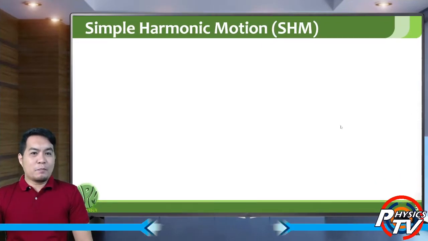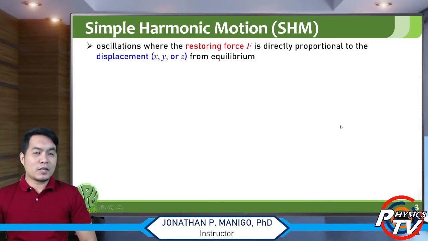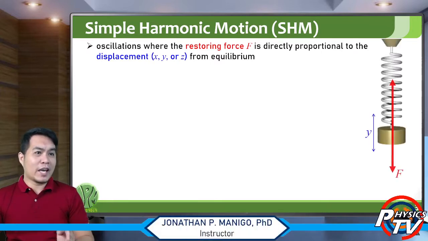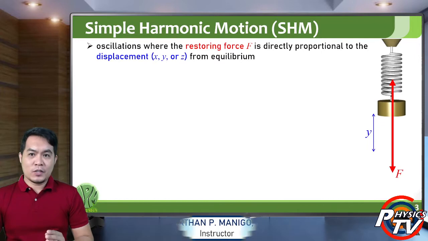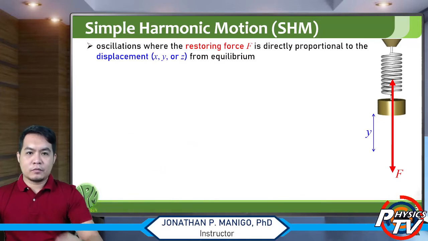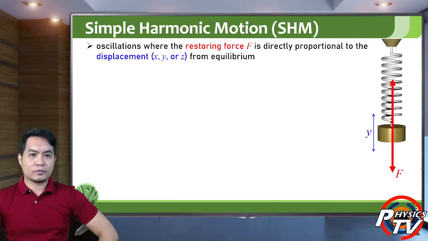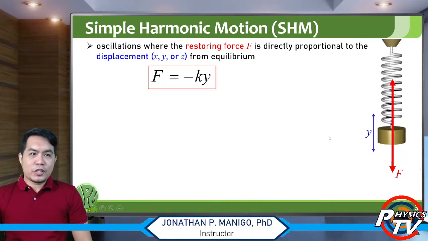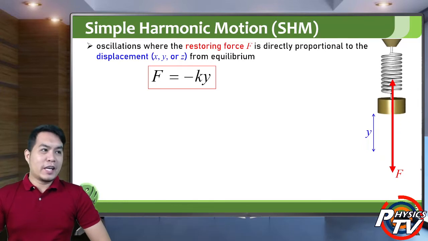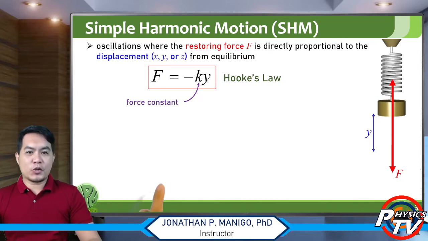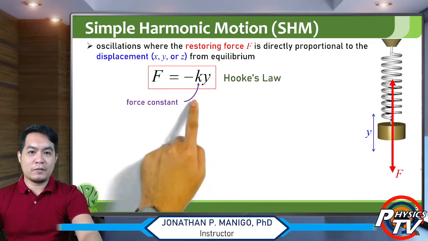So what is simple harmonic motion? It's basically oscillation where the restoring force is directly proportional to the displacement from the equilibrium. The displacement can be along the x-axis, the y-axis, or the z-axis. In this case, our displacement is along the y. The relationship of the restoring force and the displacement is given by Hooke's law, and the k here, the proportionality constant, is what we call the force constant.